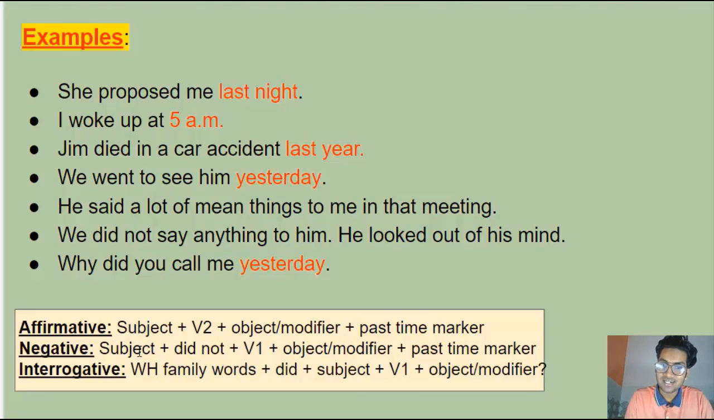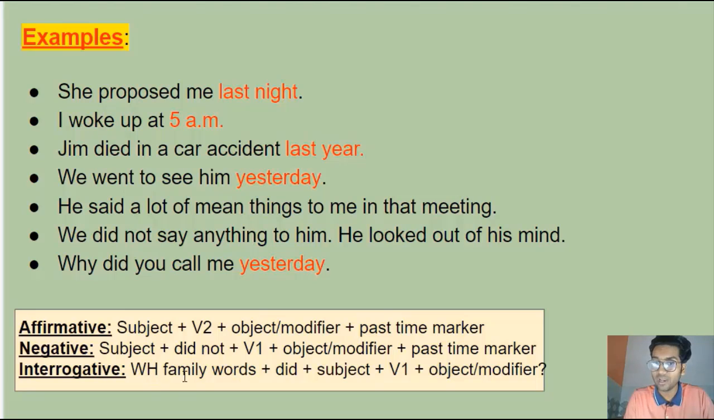Negative: subject did not followed by the first form of a verb. First form of a verb. In negative and interrogative sentences, we use the first form of a verb. Only in positive sentences, affirmative sentences, we use the second form of a verb. That's something you have to remember. You don't have to remember it. If you just look at some examples and you use them, you make your own examples, you'll be able to use it without being conscious of the rules. Okay. Negative: subject did not, V1. Whatever the subject is, subject followed by did not followed by the first form of a verb.